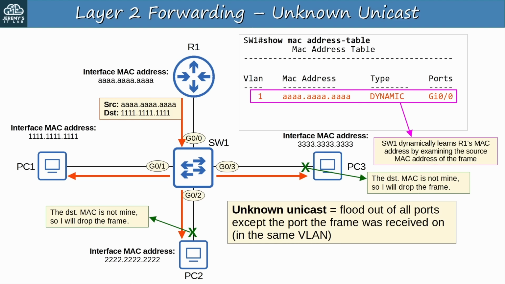Note that, in reality, R1 would probably send a broadcast ARP request to learn PC1's MAC address before sending this unicast message, and in that process, switch 1 would have already learned both R1 and PC1's MAC addresses. I'm just using this example to demonstrate how unknown unicast messages are flooded.